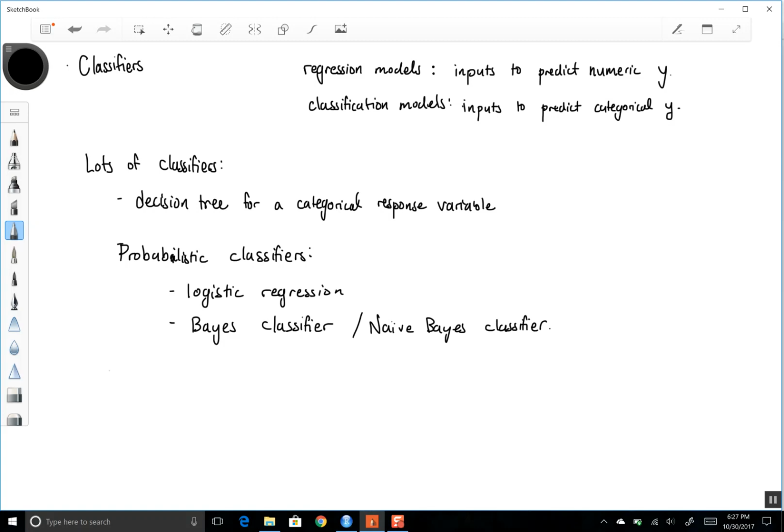Okay. And then we have non-probabilistic classifiers, such as K nearest neighbors. Okay. Well, let's start with logistic regression.